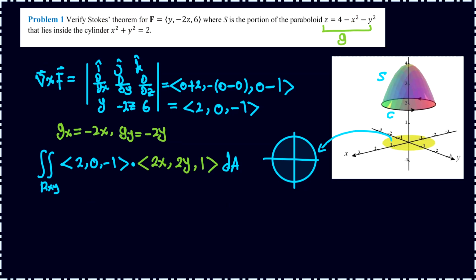All right, so that's the projection, r equal to root 2. Okay, so we can set up the integral over that projection. Theta goes from 0 to 2 pi. R goes from 0 to root 2. Do the dot product, you're going to get 2 times 2x, that's a 4x. And then 0 times 2y is 0. Negative 1 times 1 is negative 1.